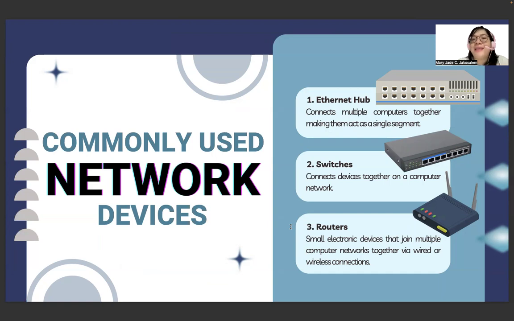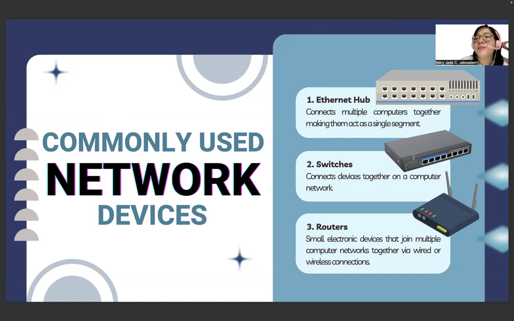So the first one is an Ethernet hub, or just basically a hub. So this is an example. This is what a hub looks like. It actually connects multiple computers together, making them act as a single segment. So that's an Ethernet hub. As you can see here, they have different ports wherein you can connect, for each port, a different PC or a different end computing device.